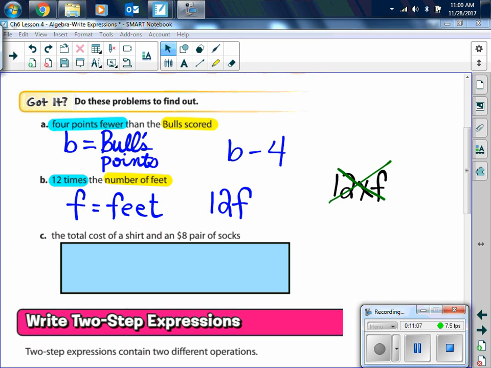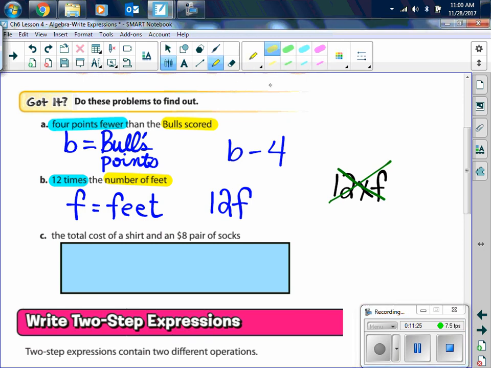All right. So letter C says the total cost of a shirt and a pair of socks. So here, what is it that we don't know? We don't know the total. We don't know the cost of the shirt, right? So, what variable do you want to use?